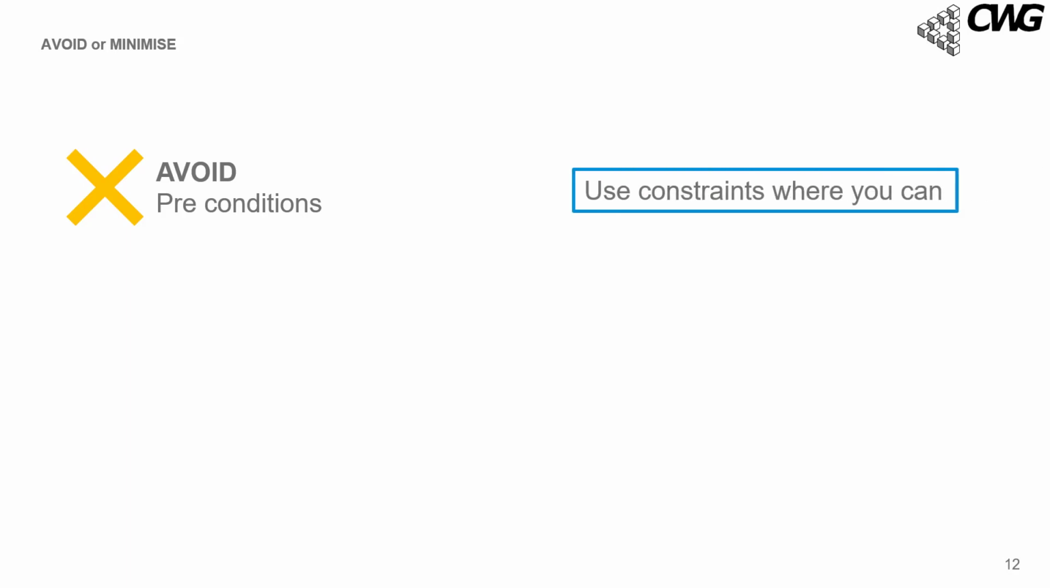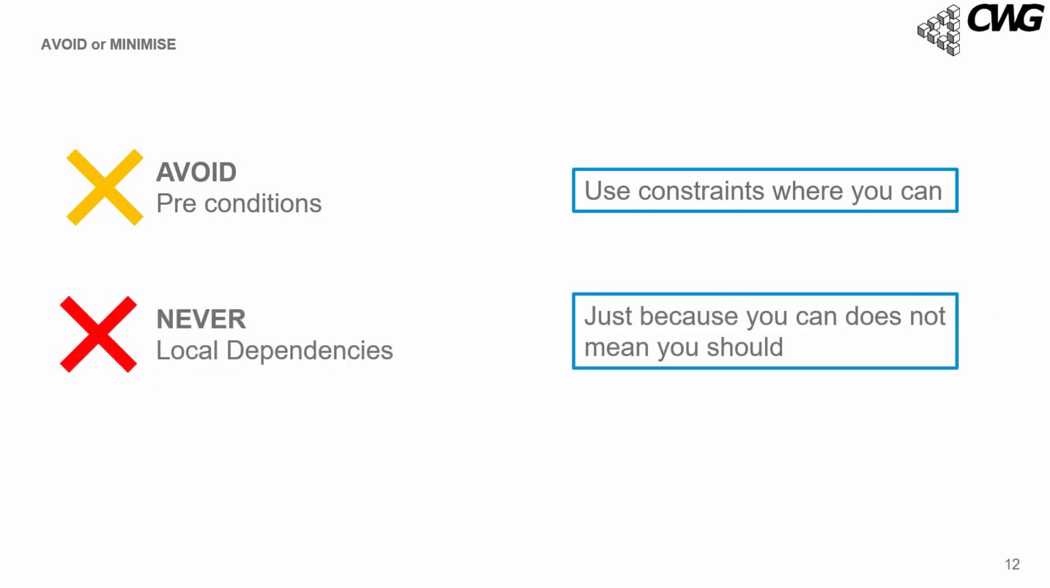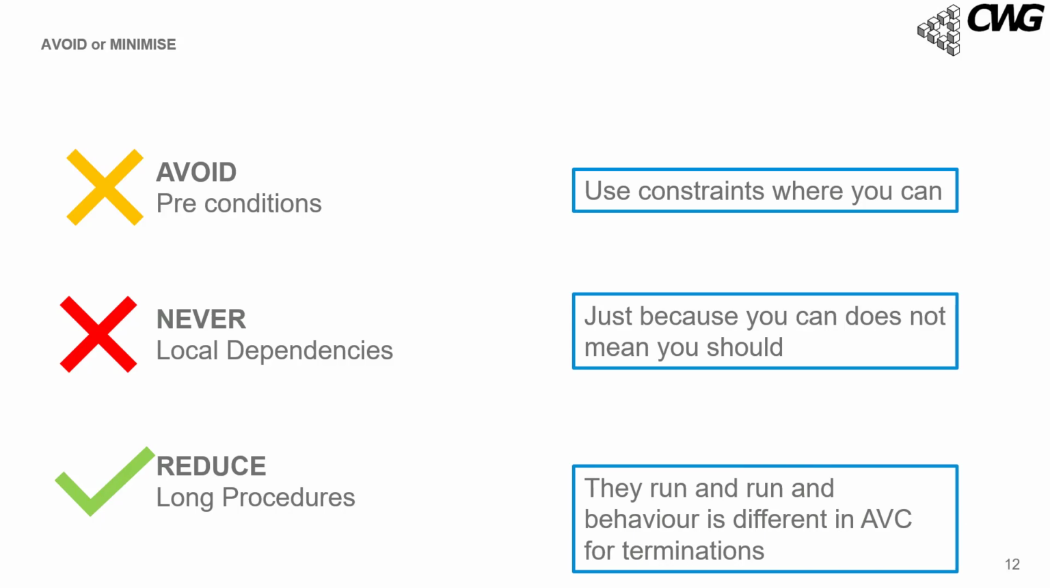Here are some golden points to remember. Avoid preconditions. Use constraints to filter values. They're more forgiving when users make changes, easier to debug, and use naming signposts that are easy to find. If you feel tempted to use local dependencies, then don't. They are offered as a solution, but should not be used and will be deprecated over time. Reduce long procedures. They can get unwieldy and be troublesome. Also, they do run many times.